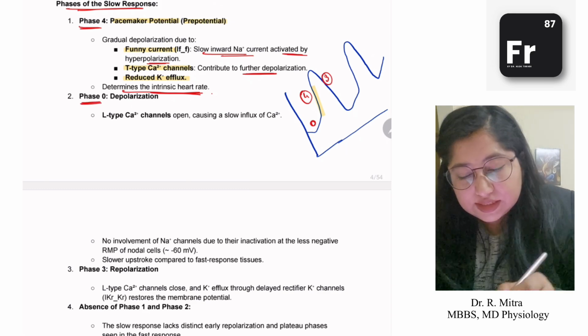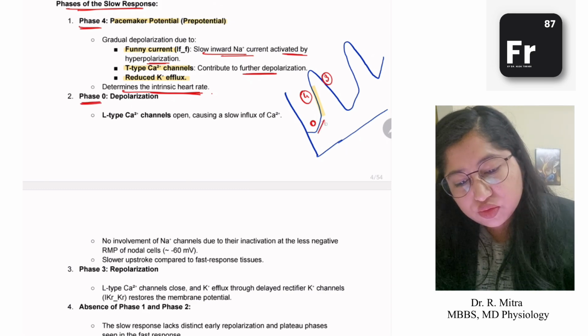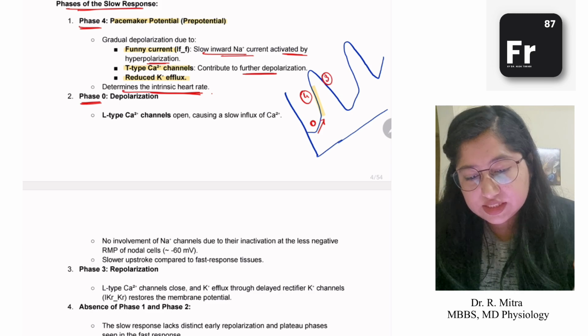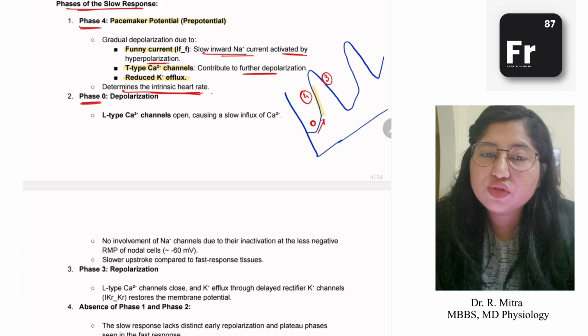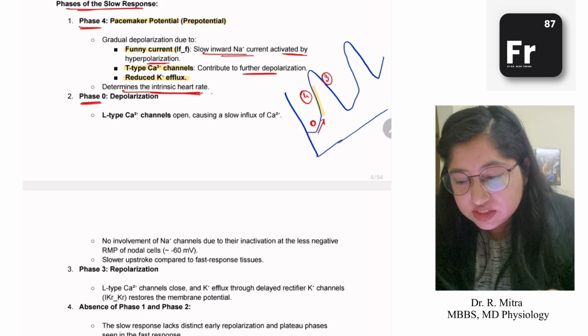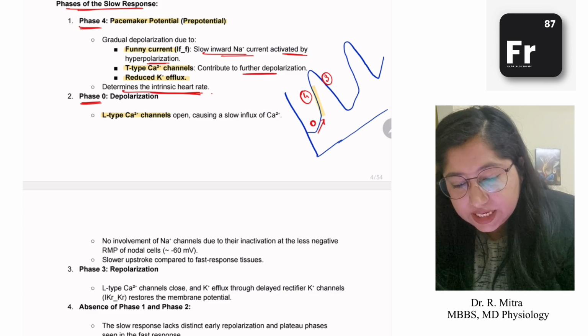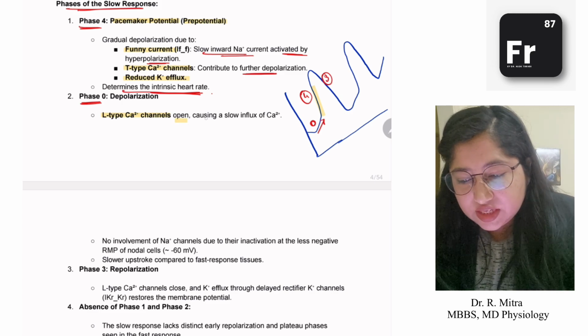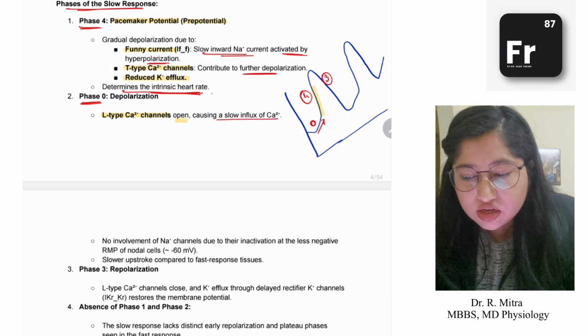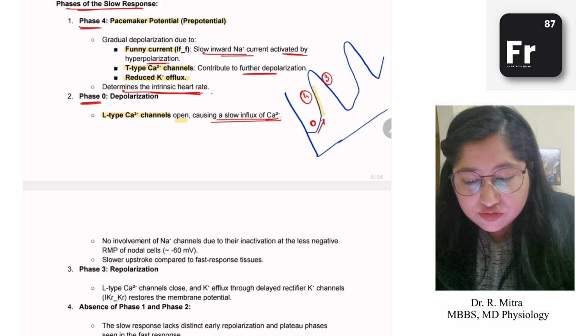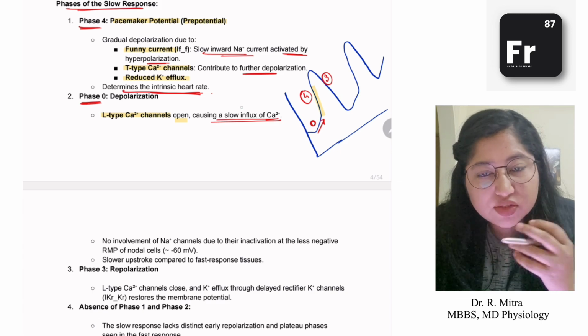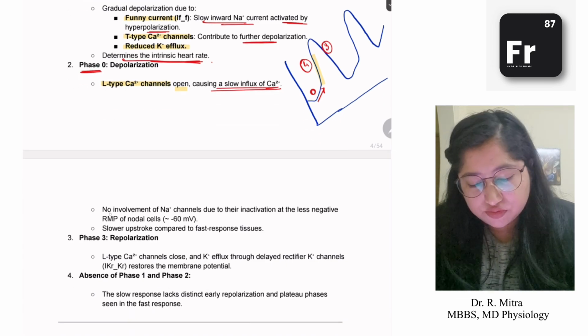Moving on to phase 0. Phase 0 is the phase of depolarization. This here is the phase of depolarization. This is brought about by L-type calcium channels. When L-type calcium channels open, they bring about a slow influx of calcium.